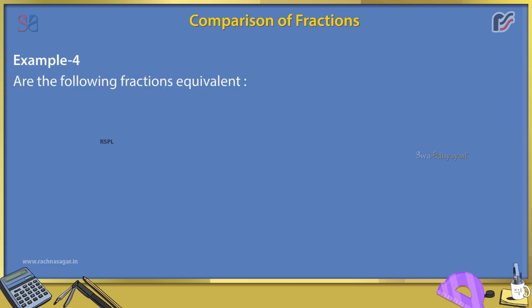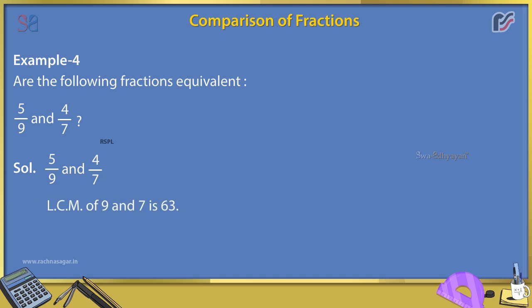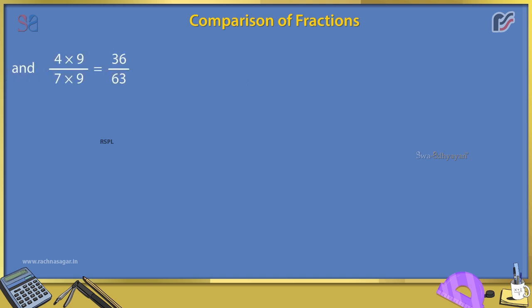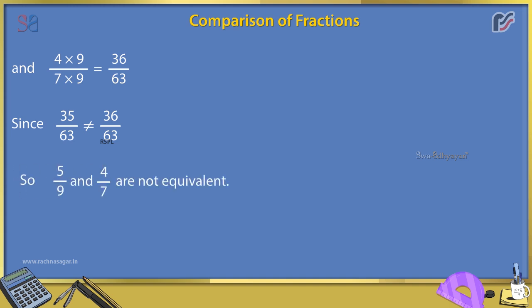Example 4. Are the following fractions equivalent? 5/9 and 4/7. Solution: 5/9 and 4/7. LCM of 9 and 7 is 63. 5 into 7 by 9 into 7 is equal to 35/63. And 4 into 9 by 7 into 9 is equal to 36/63. Since 35/63 is not equal to 36/63, 5/9 and 4/7 are not equivalent. 5/9 is not equal to 4/7.